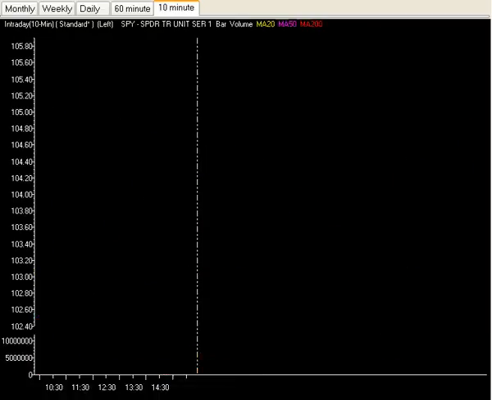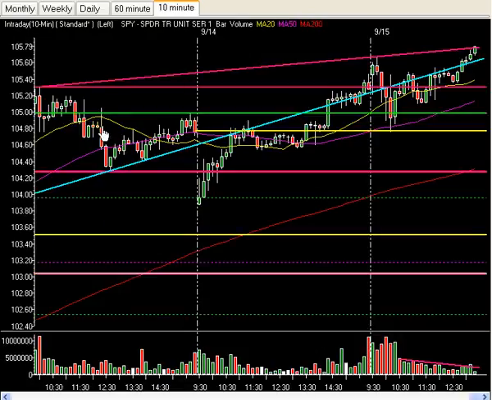All right, let's go back to the Spiders chart on an intraday basis. You can see this trend line right here. If you connect the high pivot from last Friday and just connect it to the high pivot from today, you can see we're piercing that level.